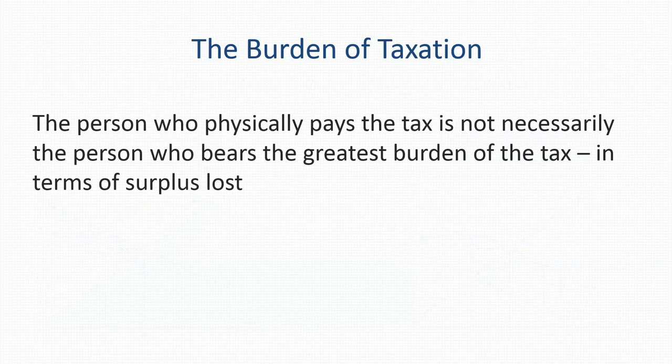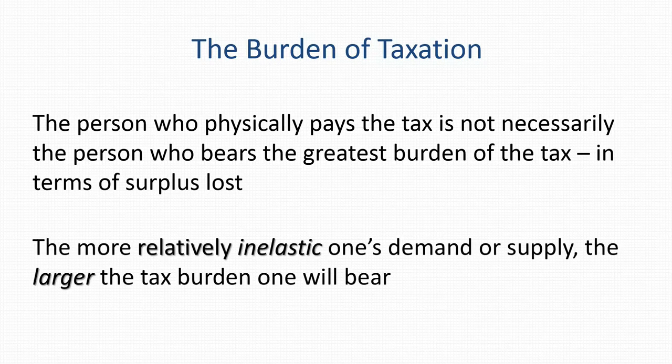So what we've seen here graphically is that the burden of taxation doesn't actually depend on who physically pays the tax. The person the government actually imposes the tax on is not necessarily the group, demanders versus suppliers, who bears the greatest burden of the tax, at least in terms of their surplus that's lost. What's relevant is actually the relative inelasticity of one's demand or supply curve, and that is going to impact who pays the larger share of the tax burden.